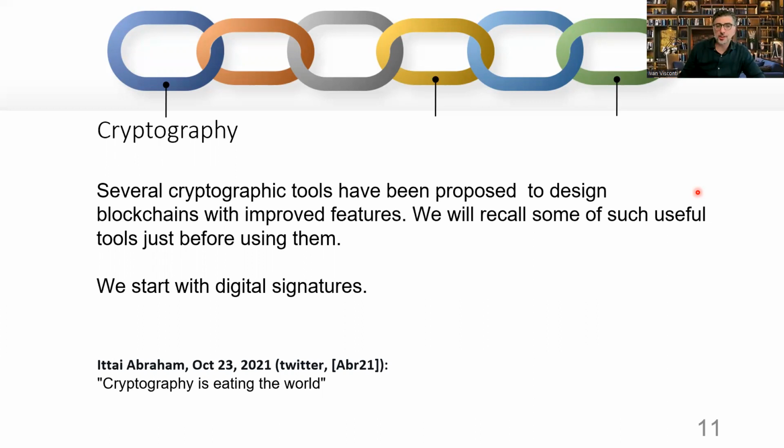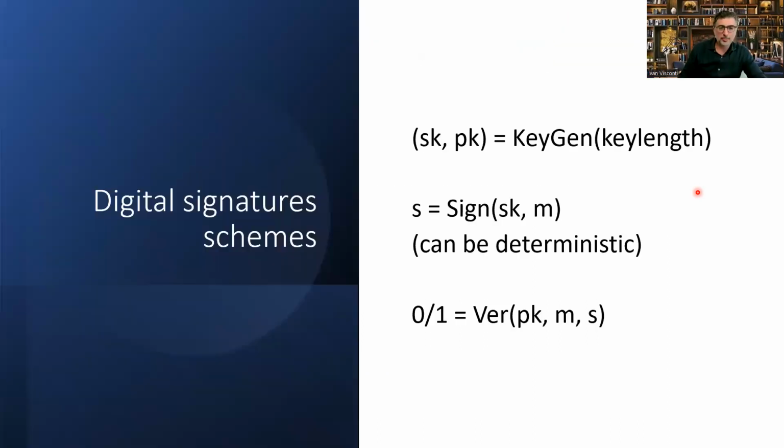Okay, we start with digital signatures. Probably you all know what it is, so I'll be very fast on this part. For a digital signature scheme, we have a key generation algorithm that takes as input a security parameter, the key length, which essentially means how secure you want your signature scheme to be. A higher security parameter will produce a larger key, and a larger key basically corresponds to a harder life for the adversary trying to attack.